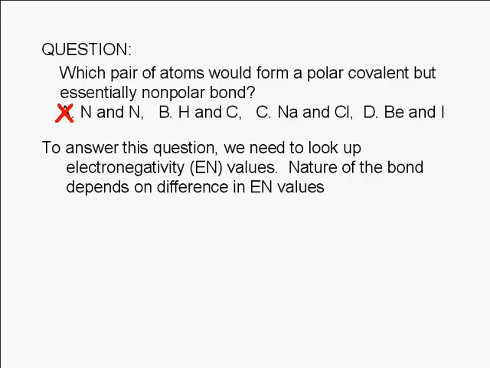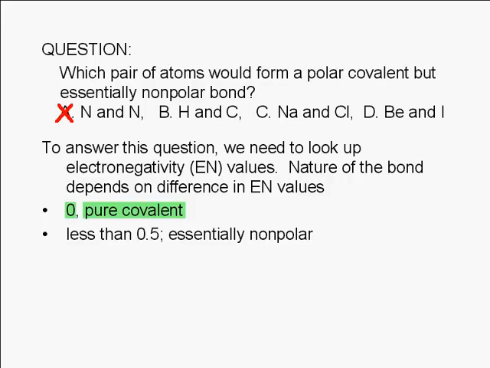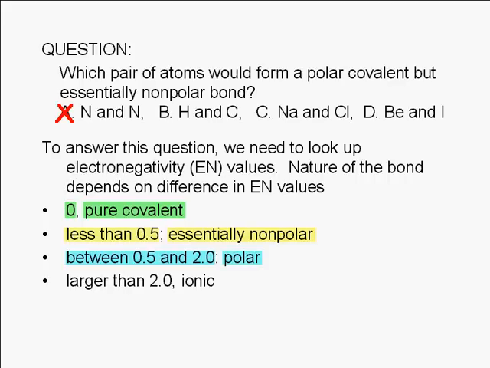The nature of the bond between two atoms depends on the difference in their electronegativities. If the difference is 0, as in choice A, we have a pure covalent bond. If the difference is less than 0.5, the bond is, strictly speaking, polar covalent, but is considered to be essentially nonpolar. If the difference is between 0.5 and 2.0, the bond is considered polar. And if the difference is larger than 2.0, the bond is considered ionic. By ionic, we mean that the electron has essentially transferred over to the more electronegative atom.